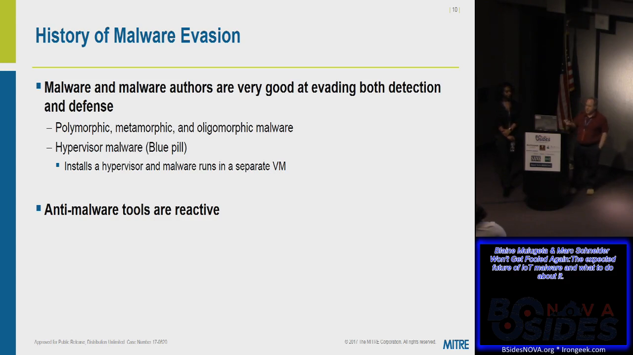Another really interesting one that we'll get into in a little bit is Blue Pill. This was a research project that actually installed a hypervisor shim under the normal operating system on the machine, and ran the guest OS in one VM and the malware in another. One of the issues with anti-malware tools is they tend to be reactive. It's hard to anticipate what the next new technique is going to be and write your antivirus software so that it's one step ahead of the malware authors discovering the technique.